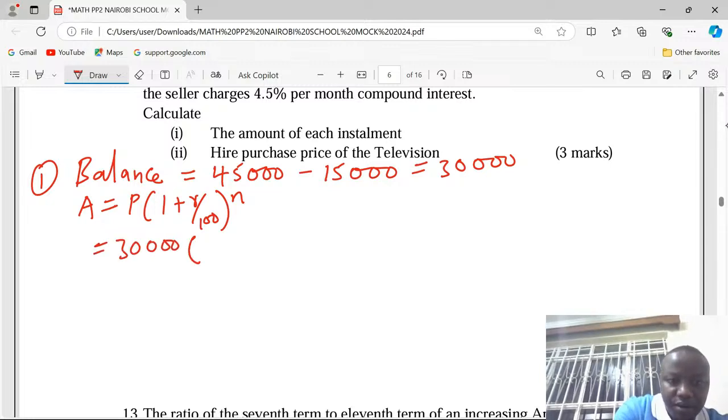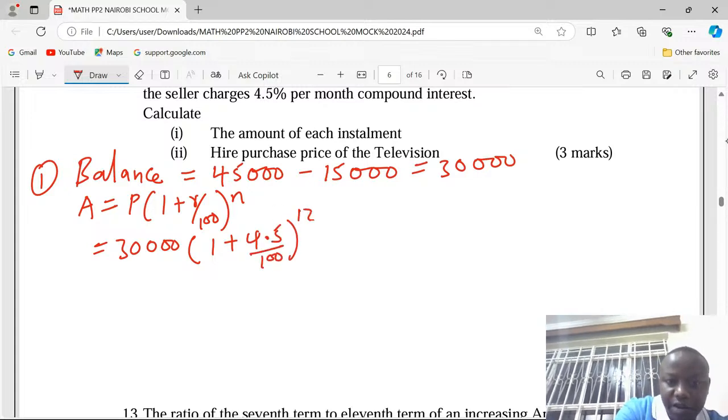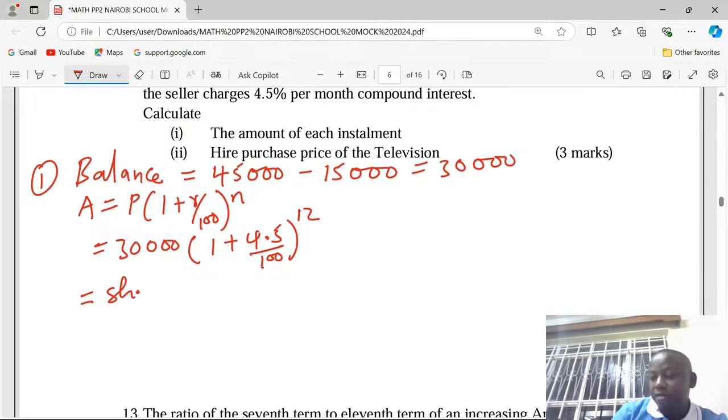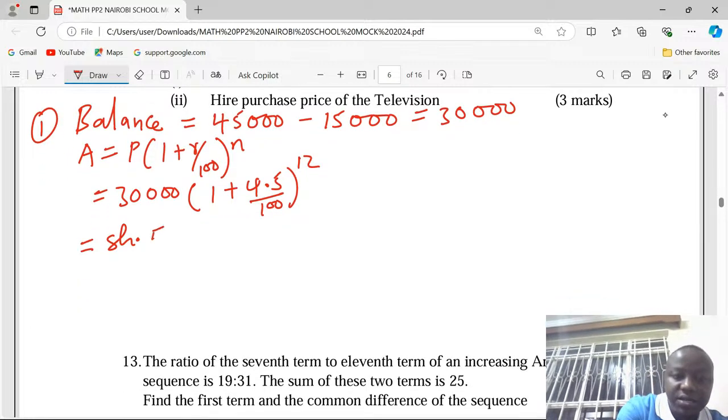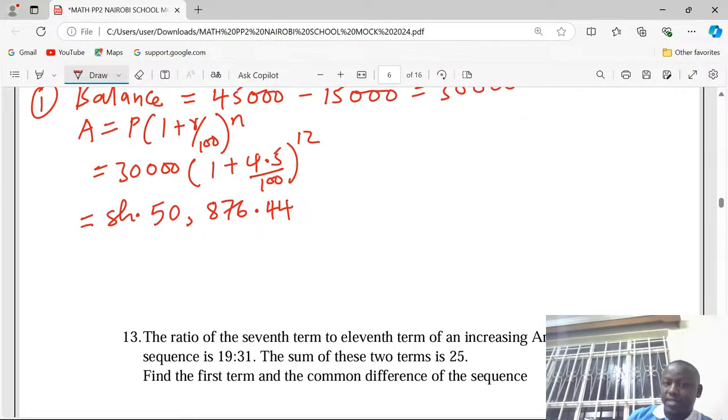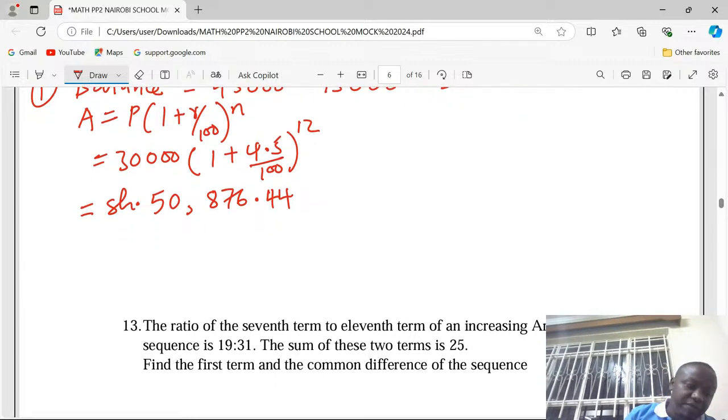So we will say 30,000 into 1 plus a rate of 4.5%, raised to 12, the number of interest periods, will give us 50,876.44. So this is the amount which is going to be paid at the end of the day.